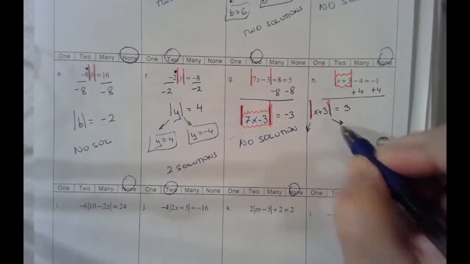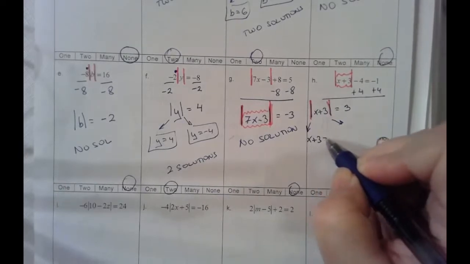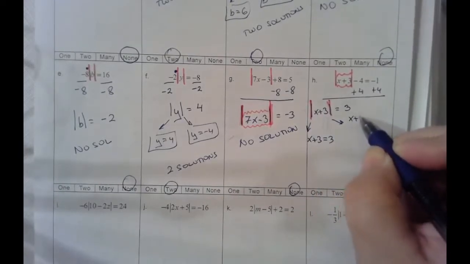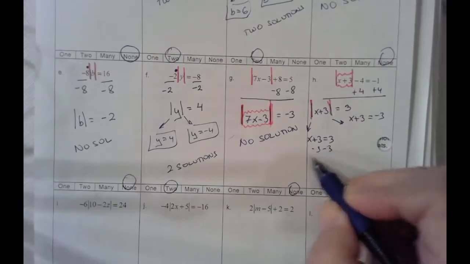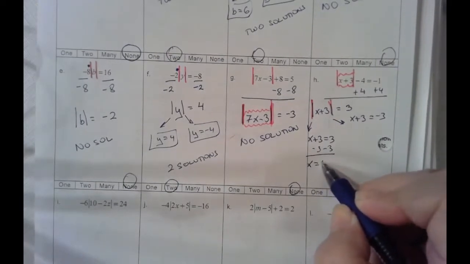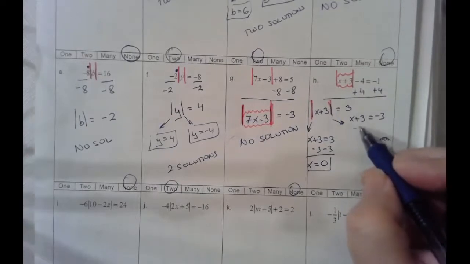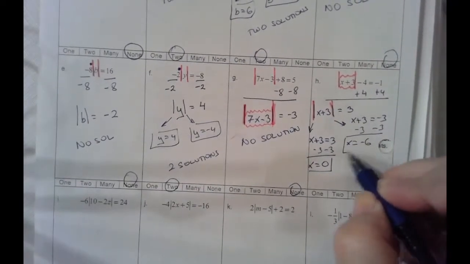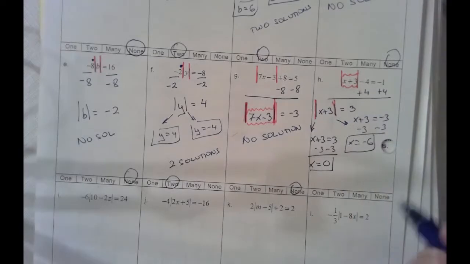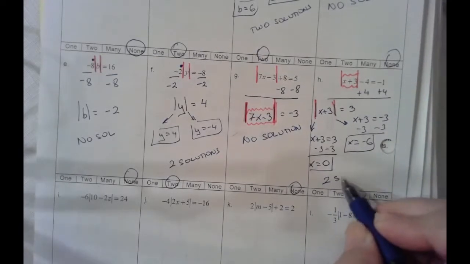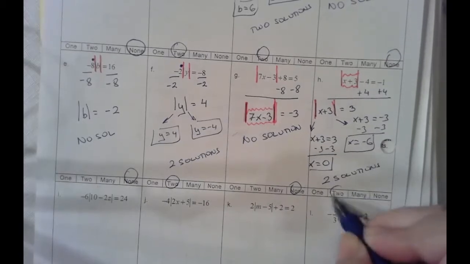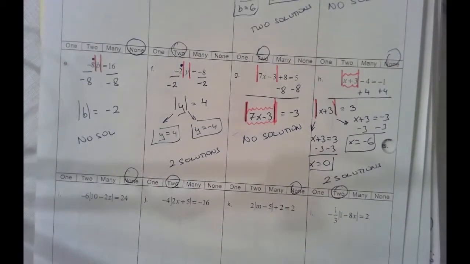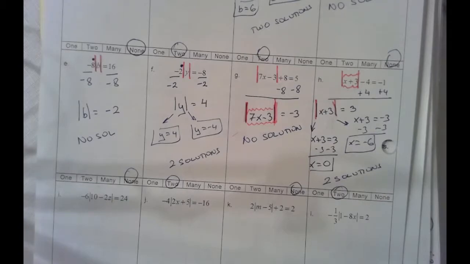And you're going to have x plus 3 is 3, and x plus 3 is negative 3. So minus 3 on both sides, and you get x is equal to 0, and x is equal to negative 6. 0 is a number, so in this case, you have 2 solutions. Circle 2. Okay. Let's work a couple more.